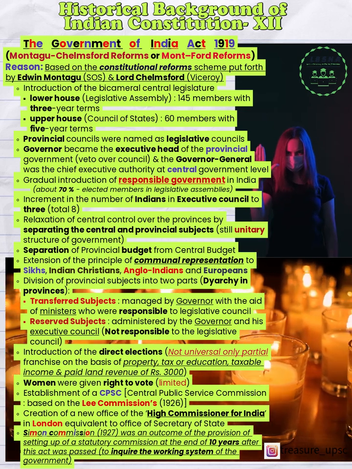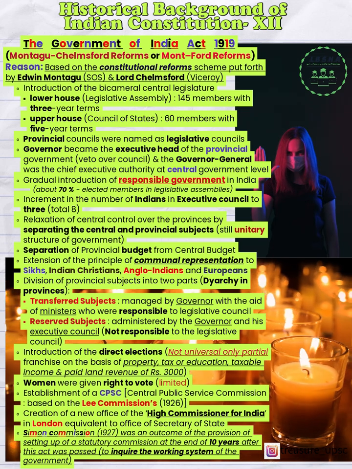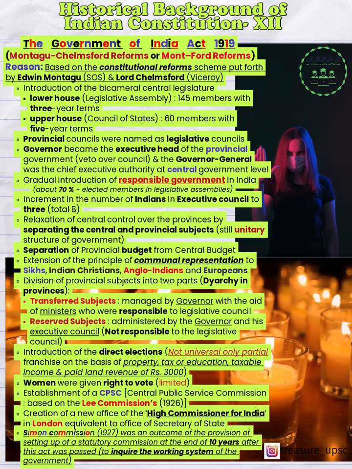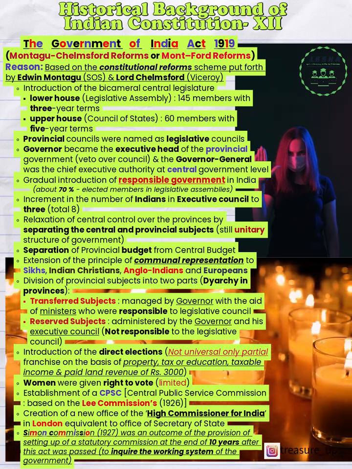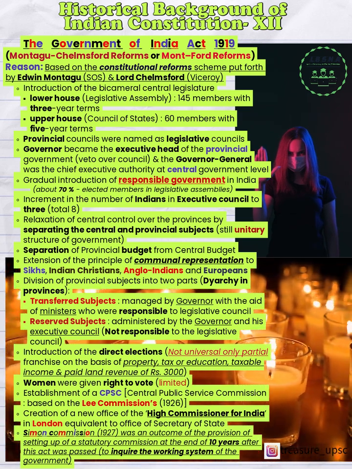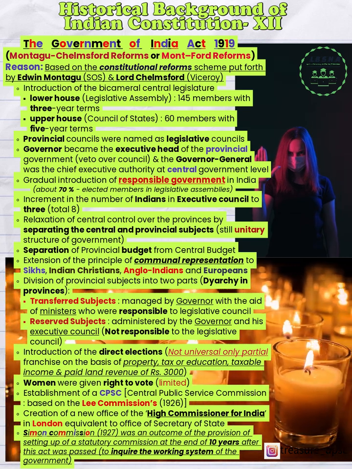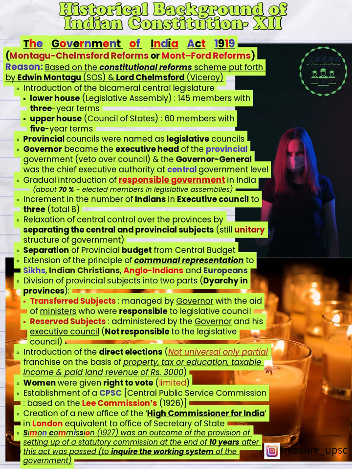Today we will learn about the Government of India Act 1919, which is also known as Montagu-Chelmsford Reforms or Montford Reforms. The main reason behind this act was a constitutional reform scheme which was put forth by Edwin Montagu, the then Secretary of State, and Lord Chelmsford, the then Viceroy.